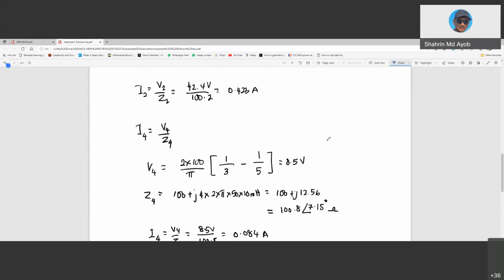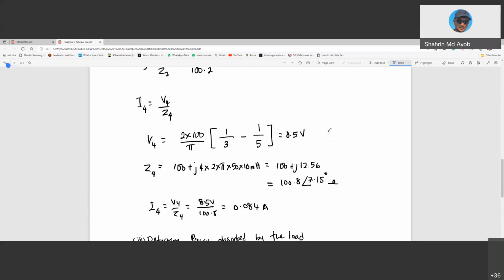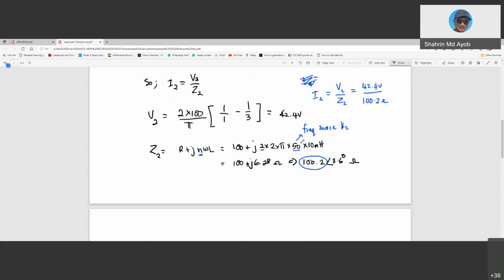If you calculate V6, I think V6 will be around 1 volt or maybe 0 point something. So that's why for the harmonic calculation, we only consider the first 2 or 3 harmonics. As shown here, V4 is very small, 8.5, as compared to V2.